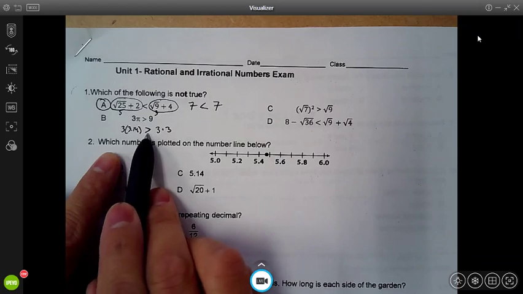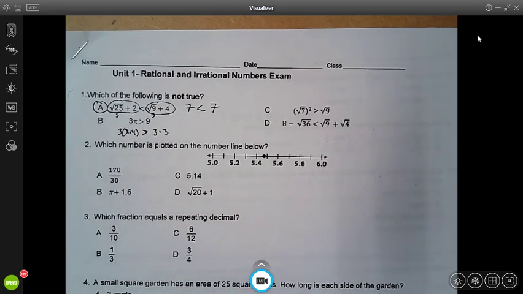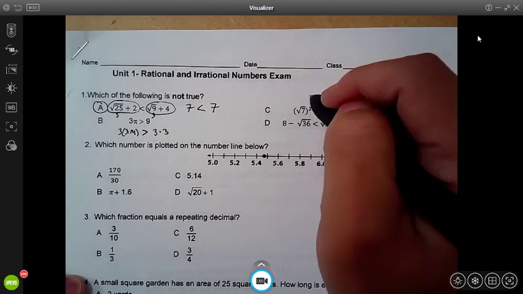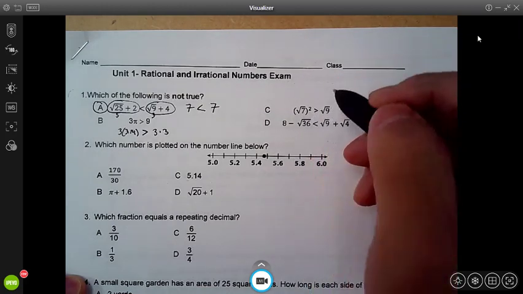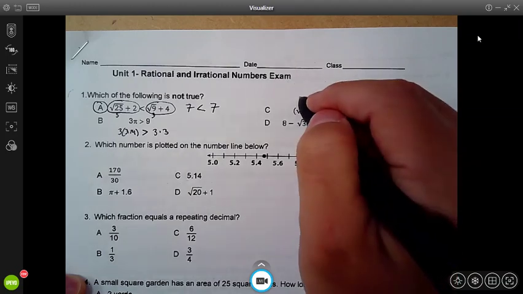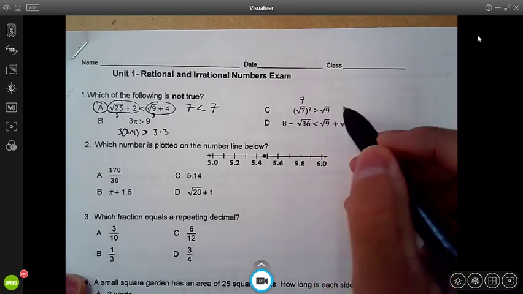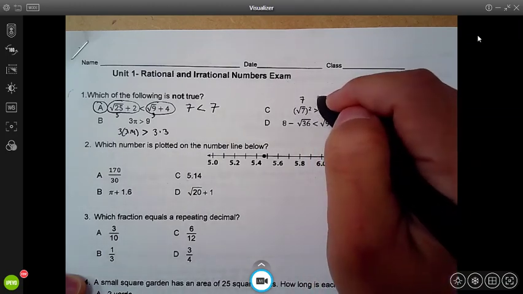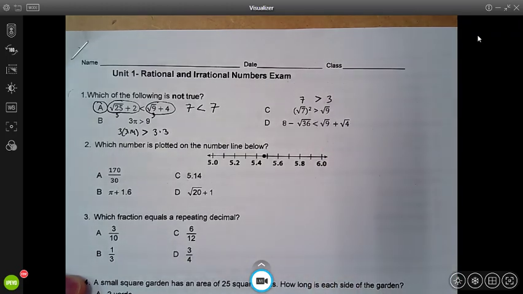For letter C, the square root of 7 squared. Well, the square root of 7 squared, we see the square root and the square. This is 7. And then the square root of 9 is 3. So this says 7 is greater than 3. That's true. We want one that's not true.